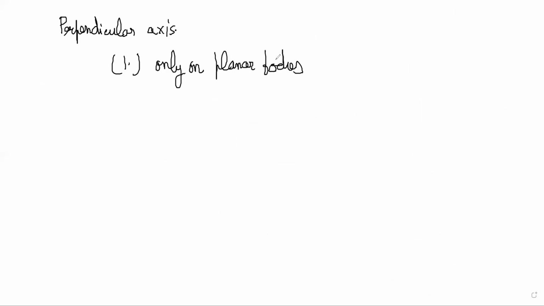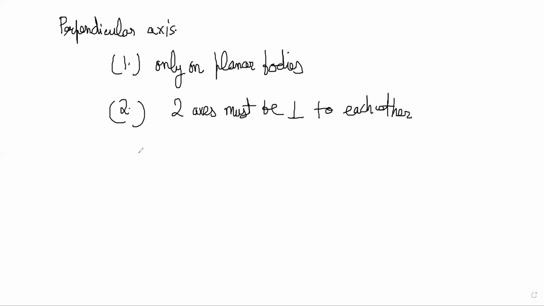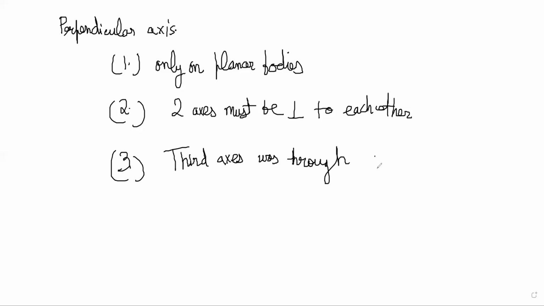The second thing is that the x and y axes we had assumed are at 90 degrees to each other, so the two axes must be perpendicular to each other. The third axis passes through the point of intersection of those two axes. Then you can apply it and say that Iz is equal to Ix plus Iy.